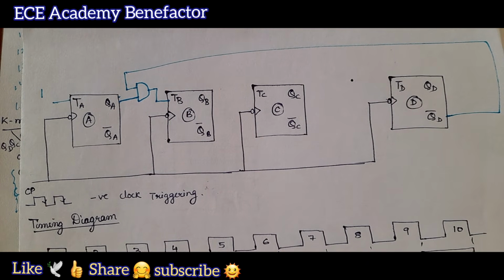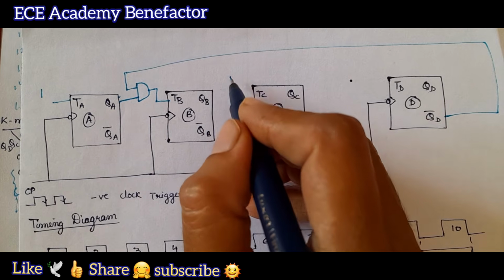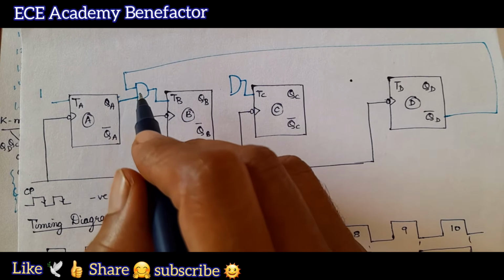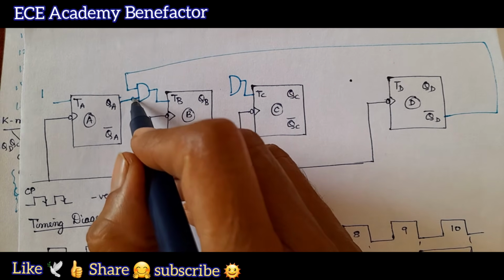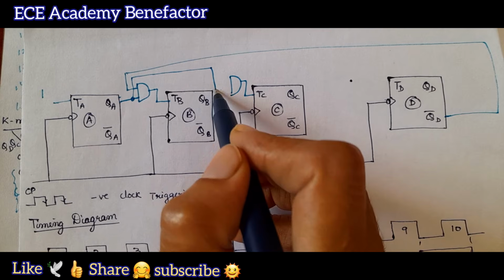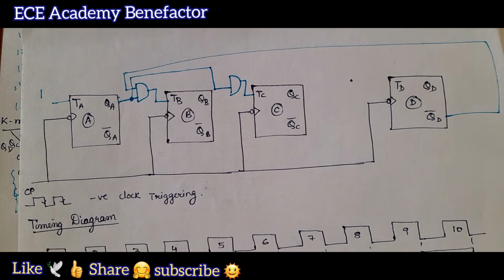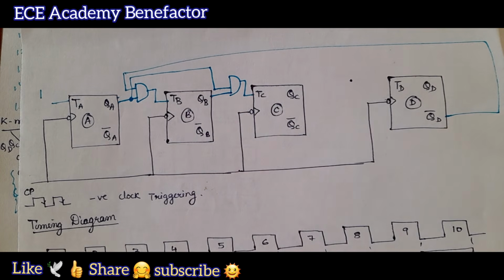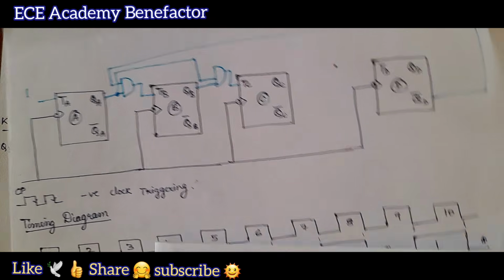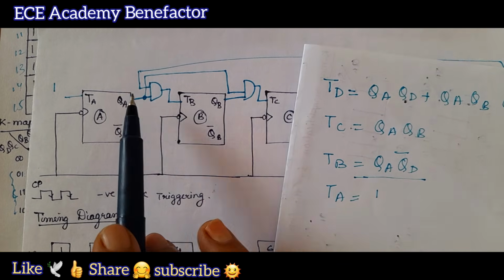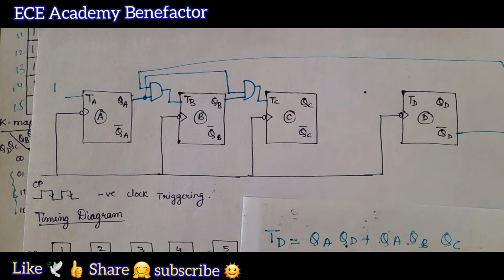For TC it is QA QB. We need one AND gate for TC. One input is QA. So we will darken this point of QA to tell that this QA is going to TC. So QA came. What else do we need? We need QB. Because what is TC? TC is equal to QA QB. So we have taken QA and QB and given to TC.